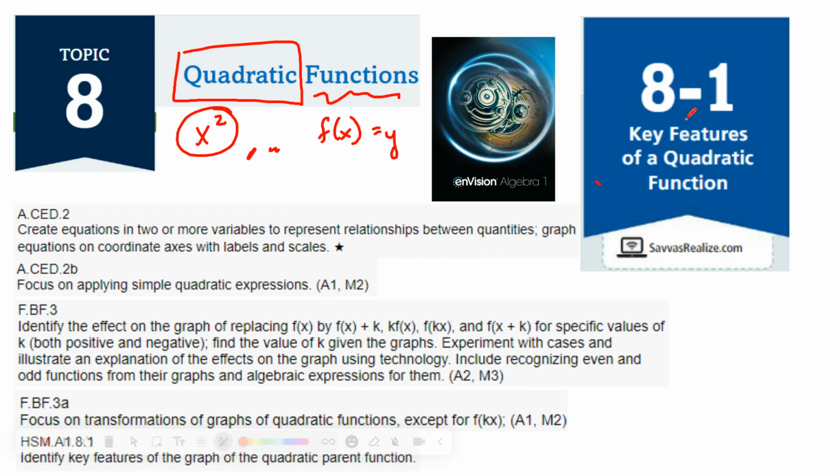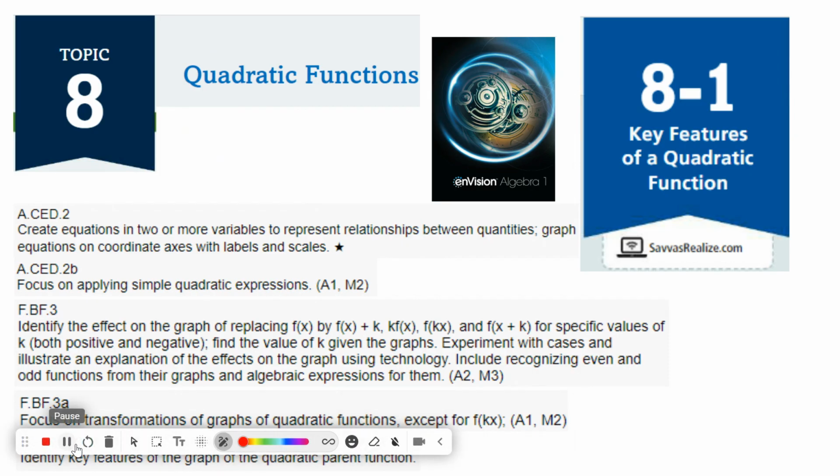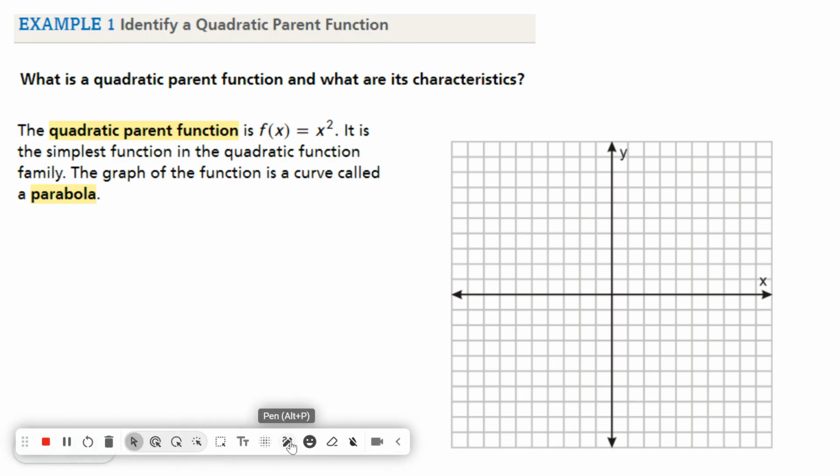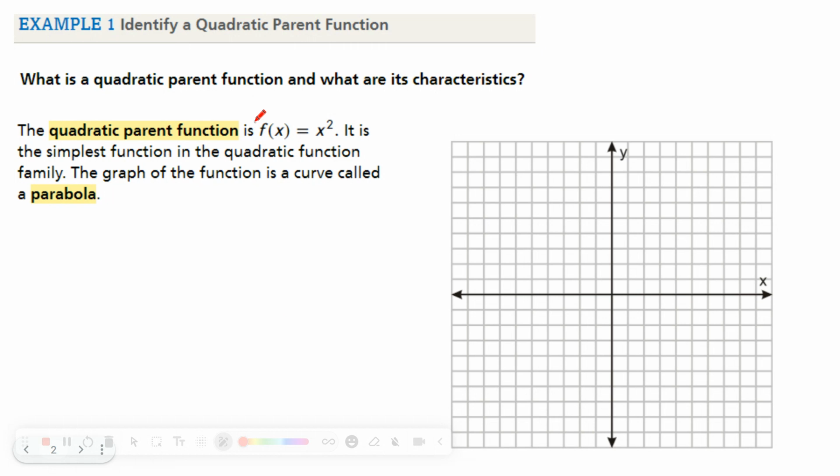Now, we're going to talk about the key features of a quadratic function in this lesson. This is the building block lesson for your quadratic functions, so it's a very important lesson. So what is a quadratic parent function and what are its characteristics? The quadratic parent function, the plainest quadratic function in the land, is f of x equals x squared. Let's talk about what some of the points are.